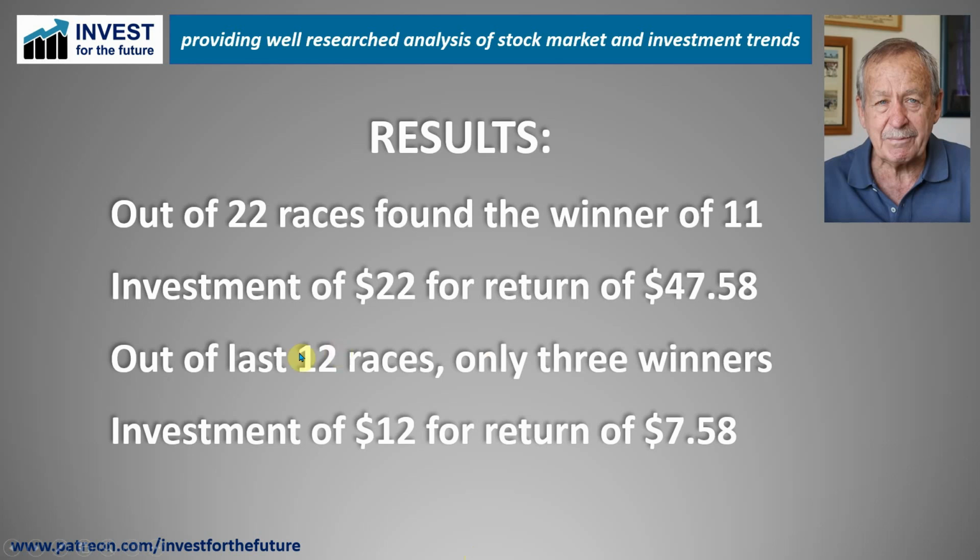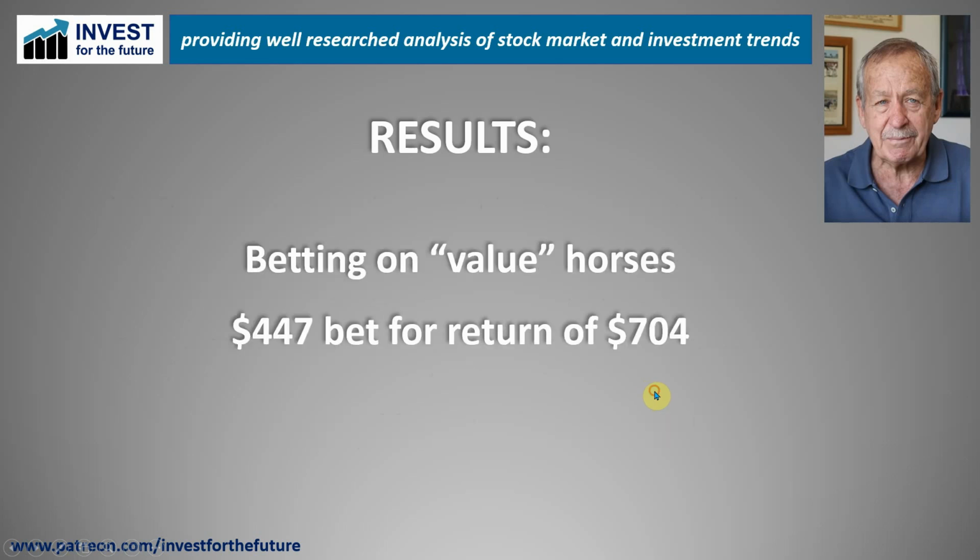Out of those 22 races, the wagon wheel found the winner of 11 of them. So an investment of $22, $1 per race, would have returned you $47, more than 100% return. But be mindful of the fact that it's not consistent. Out of the last 12 races, there have been only 3 winners, 2 of which have been very short prices. And so on those 12 races, the investment of $12 has only returned $7.58. No guarantees this is going to consistently find you the winner of races on a regular basis.